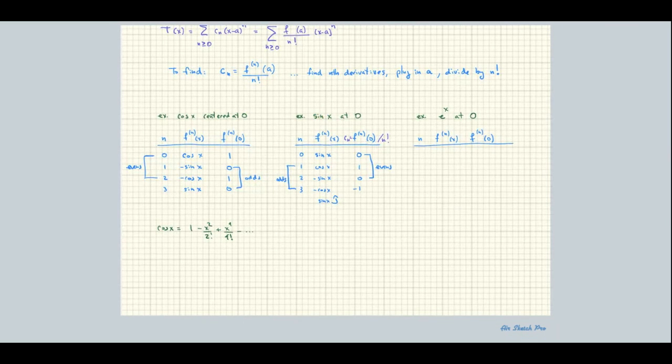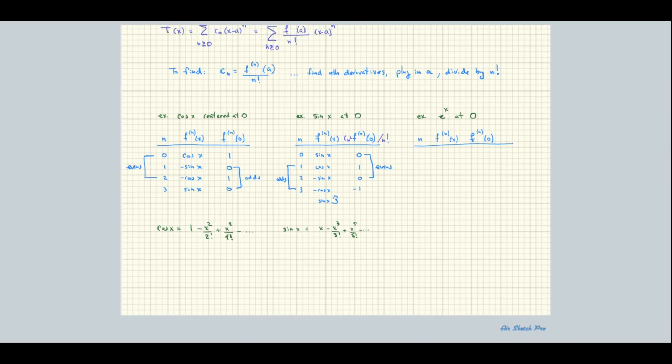So looking at both together, I see the cosine gave me the even powers: 1 minus x squared over 2 factorial plus x to the 4th over 4 factorial. And then the sine function is going to give me the odd powers. So instead of starting with a constant, it's going to start out with an x, minus x cubed over 3 factorial plus x to the 5th over 5 factorial minus dot dot dot. That's the first three.